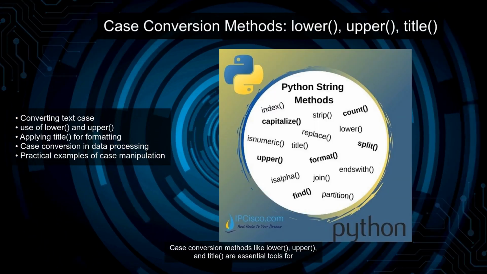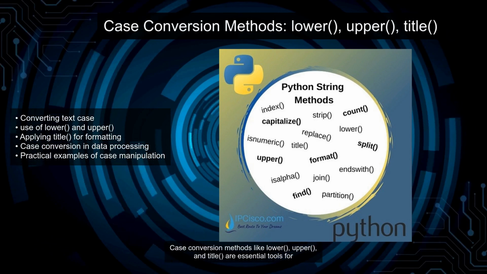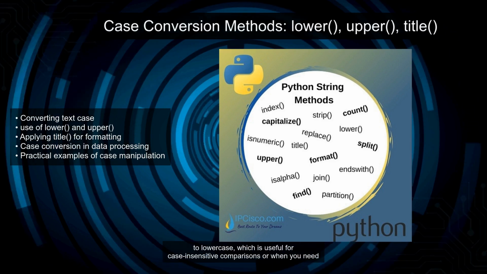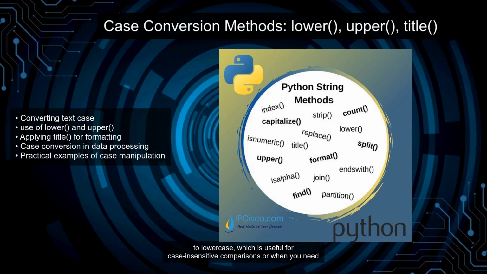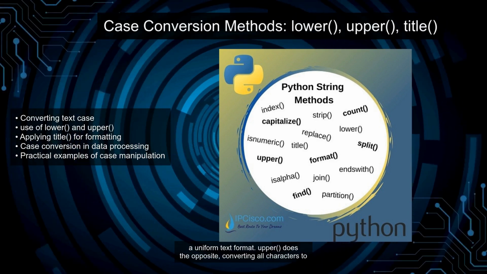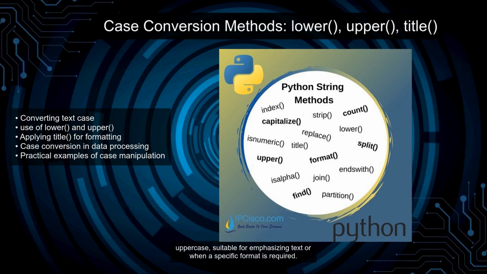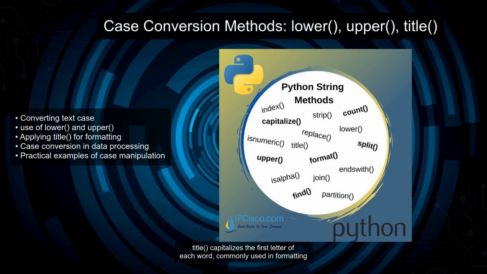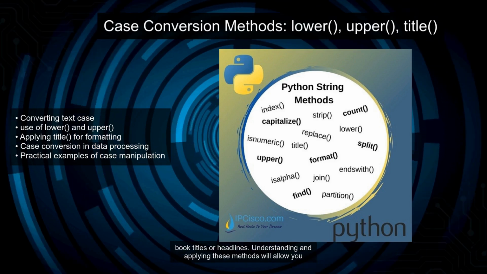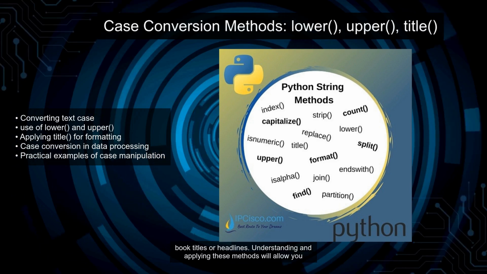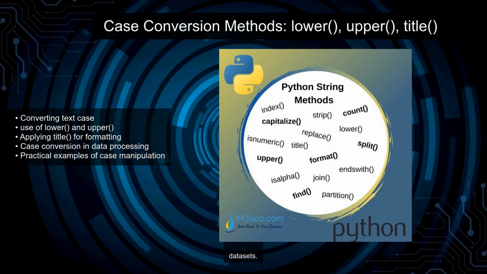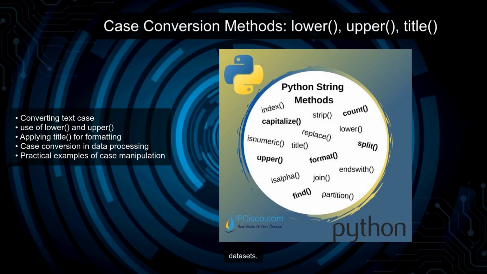Case conversion methods like lower, upper, and title are essential tools for formatting and standardizing text data. Lower converts all characters in a string to lowercase, which is useful for case-insensitive comparisons or when you need a uniform text format. Upper does the opposite, converting all characters to uppercase, suitable for emphasizing text or when a specific format is required. Title capitalizes the first letter of each word, commonly used in formatting book titles or headlines. Understanding and applying these methods will allow you to manipulate text data with precision, ensuring consistency and readability in your datasets.